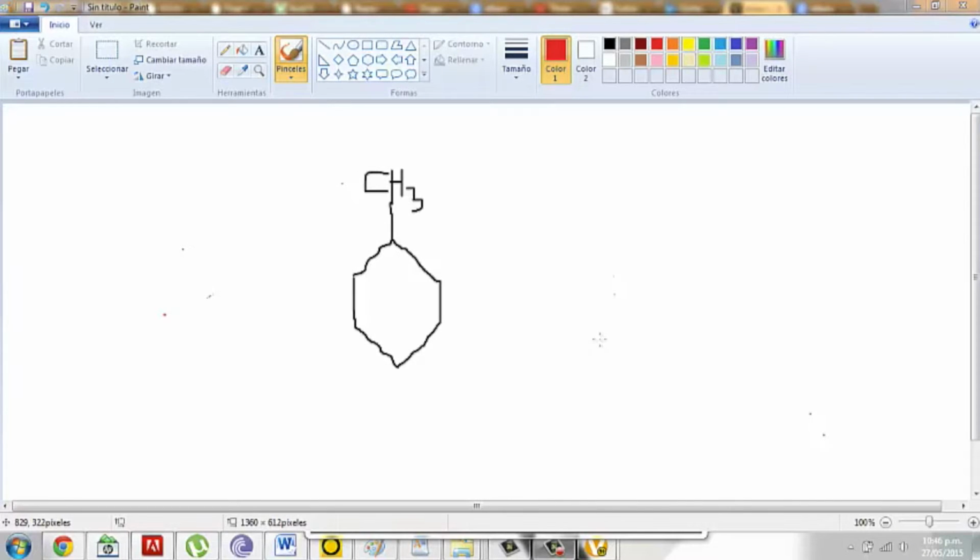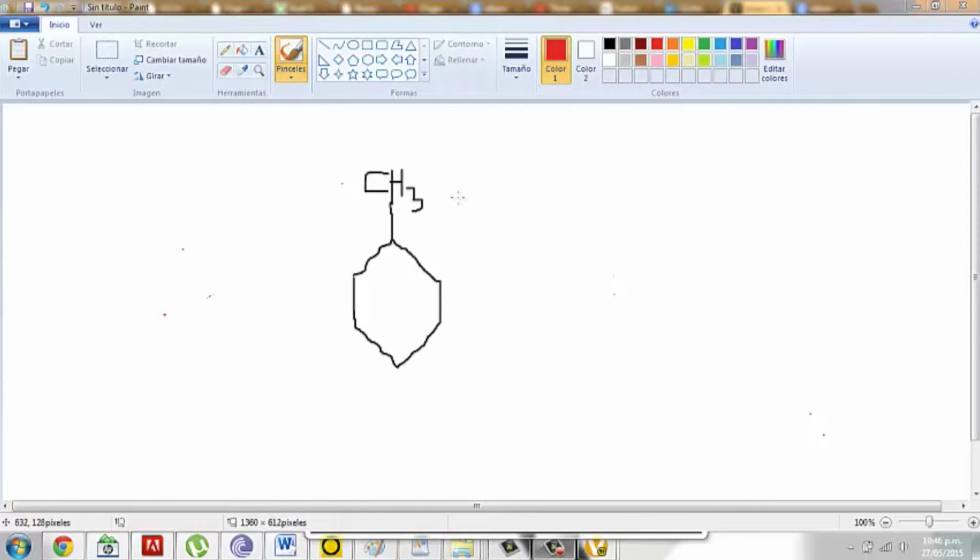And another example with a cycloalkene. First, we count the edges. We have 1, 2, 3, 4, 5, and 6. So we know that it's a hexene, cyclohexene.